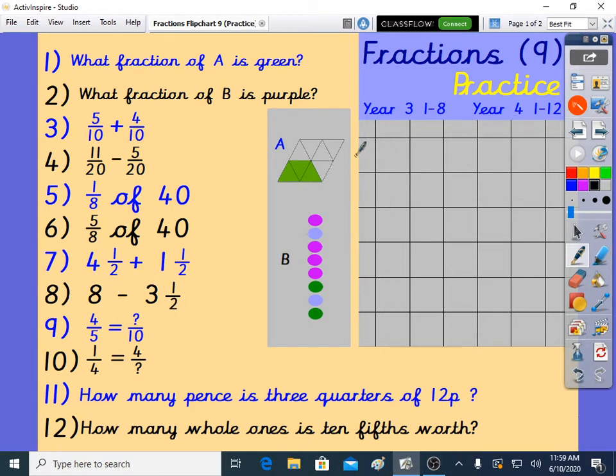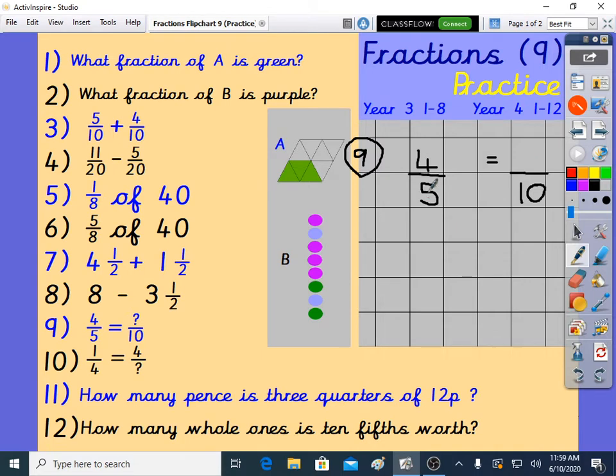What's question 9? This is what we call equivalent fractions. Equivalent sounds like equals a little bit. Equivalent equals, because it's talking about fractions that are worth the same, even though they might look different. So we have a mystery here. We don't know what goes here, because the top has a mystery in it.